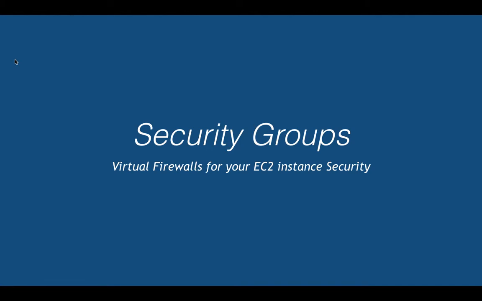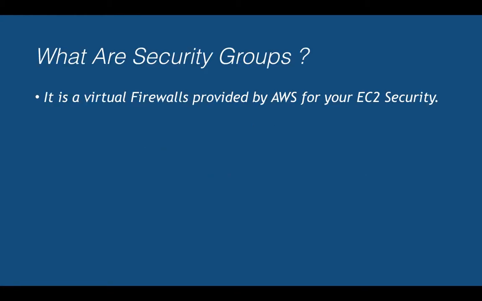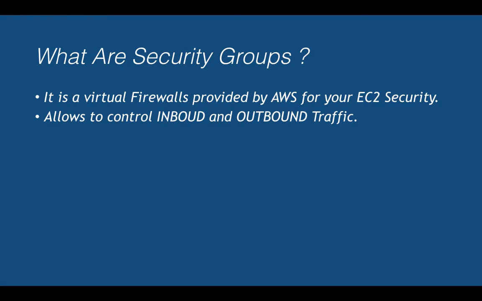Similarly, we have servers, whether it's a Linux server or a Windows server, hosted in the AWS cloud. In order to protect them, Amazon has provided us virtual firewalls. So let's try understanding what security groups are. Security groups, as I said, are virtual firewalls provided by AWS to protect your EC2 servers which you will be building in your AWS cloud, and they allow you to control inbound as well as outbound traffic. So you need to define rules both at the egress as well as the ingress.